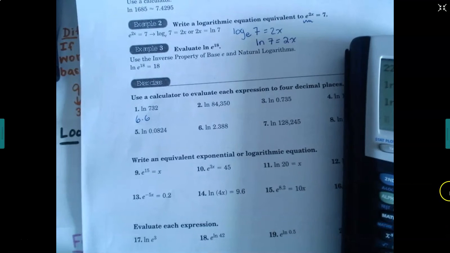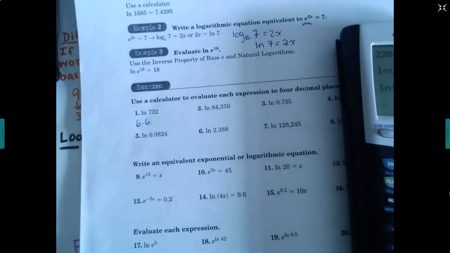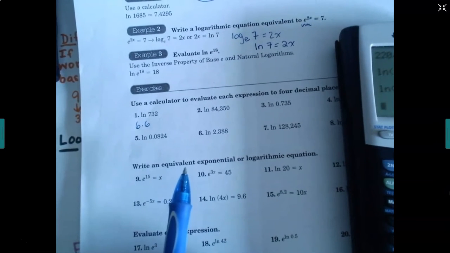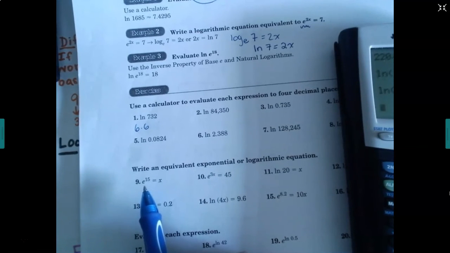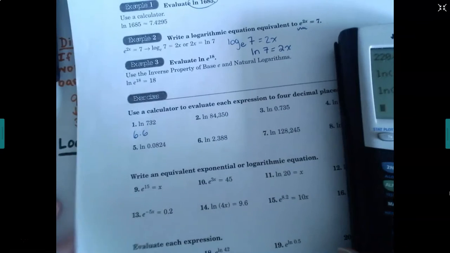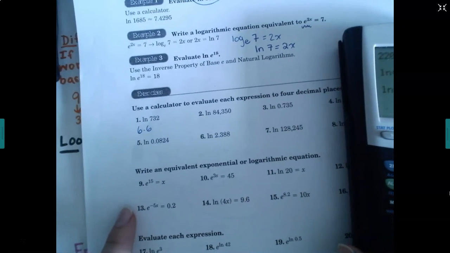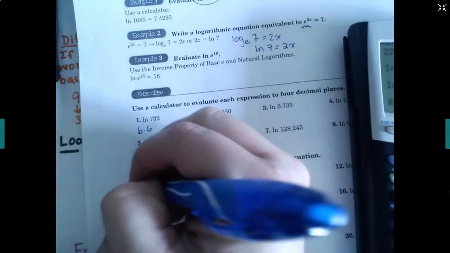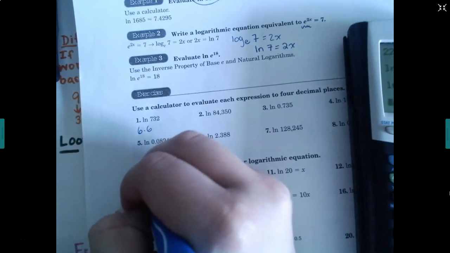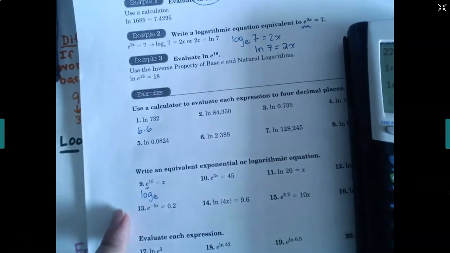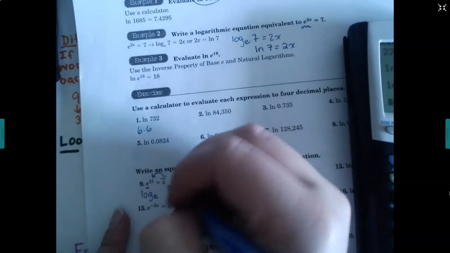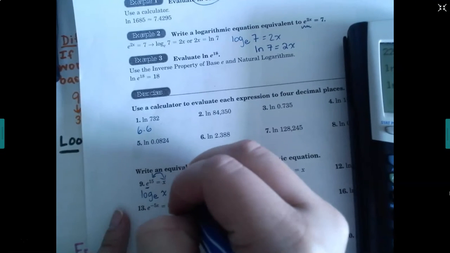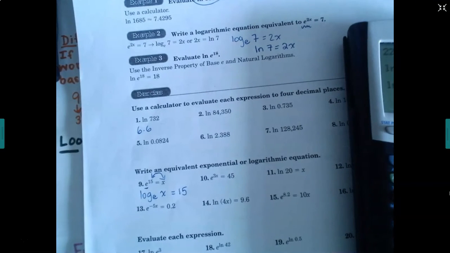Alright, so that's how we do those with calculators. Okay, so this is asking us to write an equivalent exponential or logarithmic equation. So right here we have a base of e. If we switch that to our logs, we're just going to use our switcheroo rule that we used with normal logs. Our base stays the same, and we switch our exponent and our answer. So the x is going to come to this side, and our 15 is going to come to the other side.